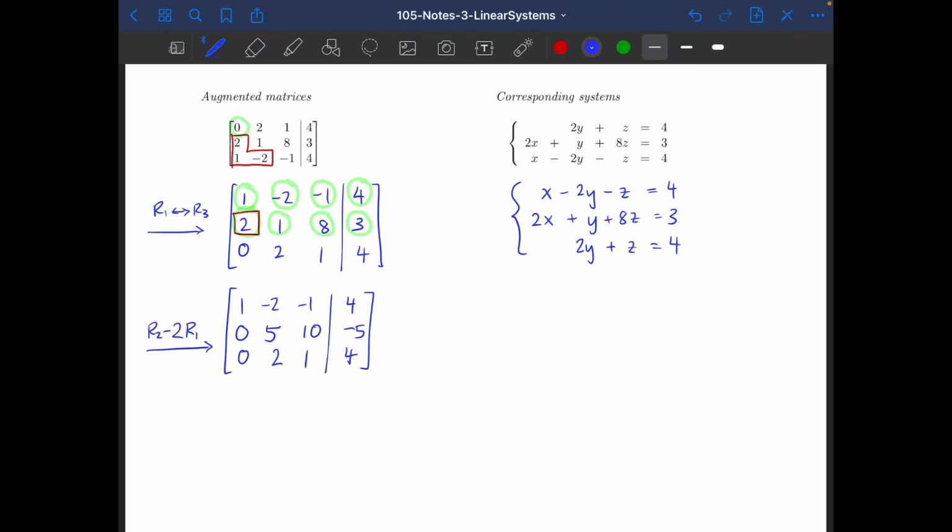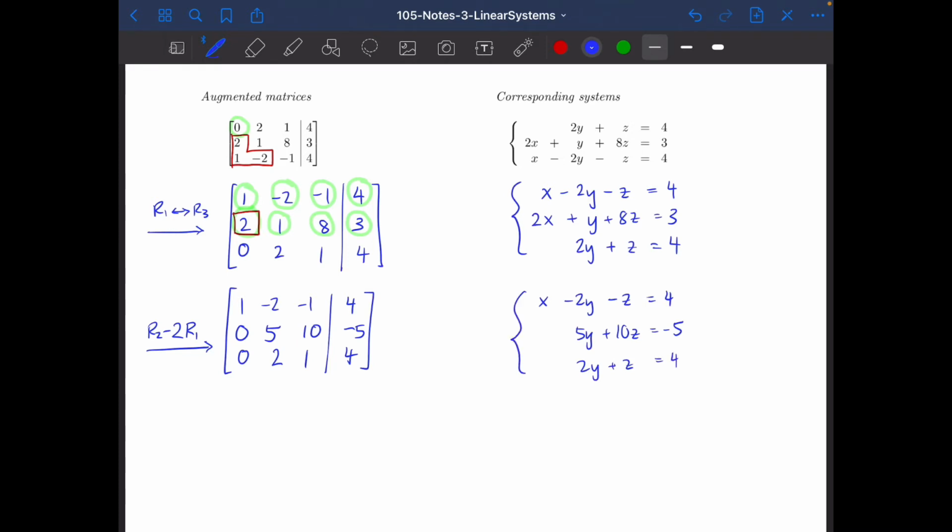Now, what is the corresponding linear system? Well, in the first row, we have x minus 2y minus z equals 4. In the second row, we have 5y plus 10z equals minus 5. In the third row, we have 2y plus z equals 4.